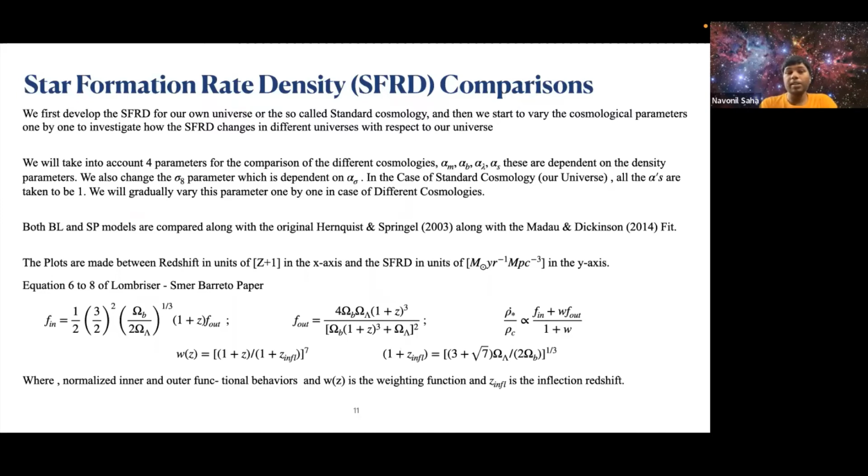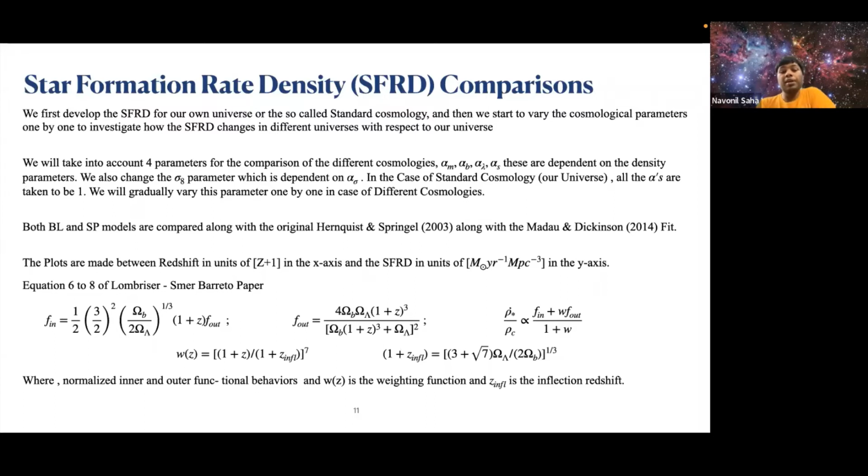We will take into account mainly four parameters for the comparison of the different cosmologies: alpha_m, alpha_b, alpha_lambda, and alpha_s. As you can see from the previous slides, these are mainly dependent upon the density parameters. We also change the sigma_8 parameter, as I told, which is dependent upon alpha_sigma. In the case of standard cosmology, our universe, all the alphas are taken to be 1, as I mentioned in one of the previous slides. Now, we gradually change these parameters one by one for the different cosmology comparisons.